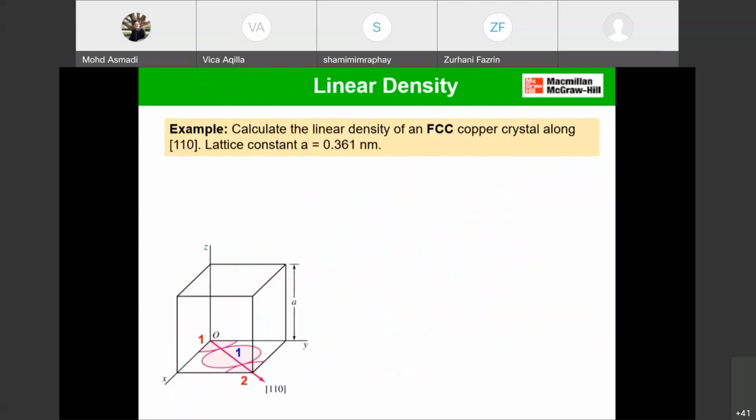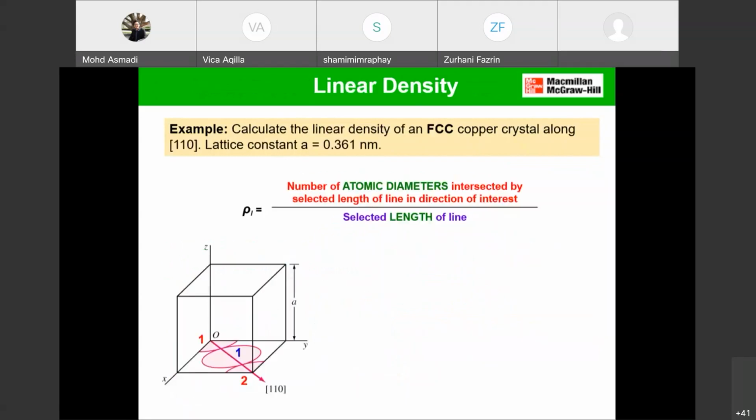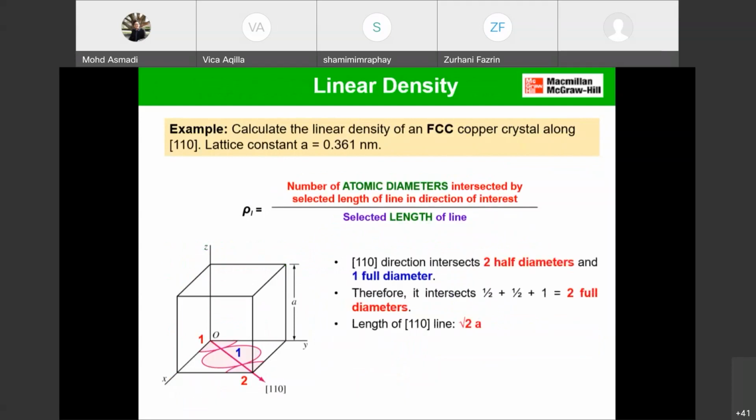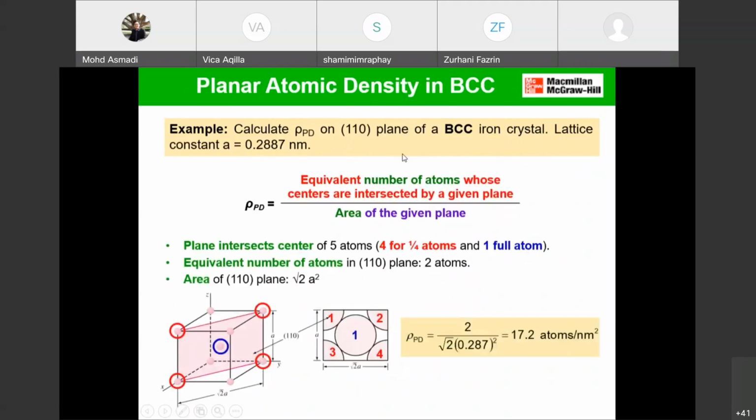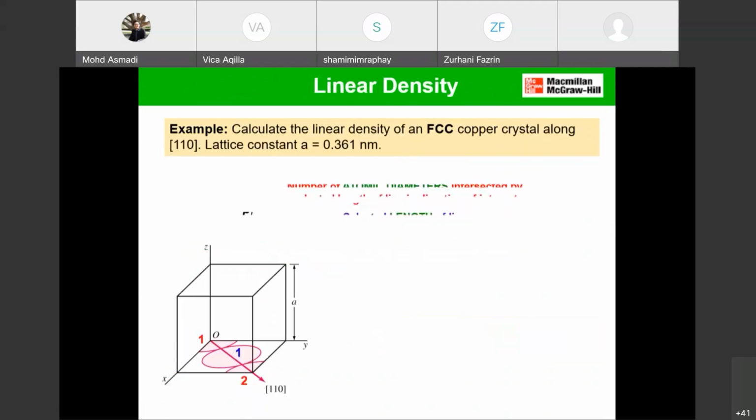For the linear, if you look at here, that's the atomic diameter. So half diameter plus half is equal to 1 full diameter. This one is more about diameter, not the number of atoms. So it becomes full: 1 plus 1 is equal to 2. But this is the diameter of the atoms.